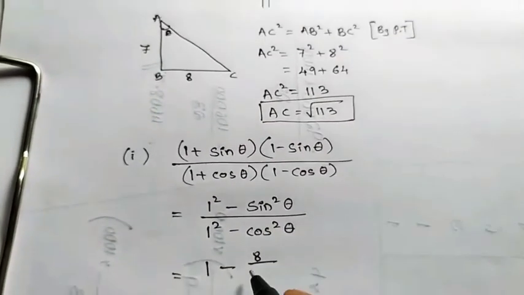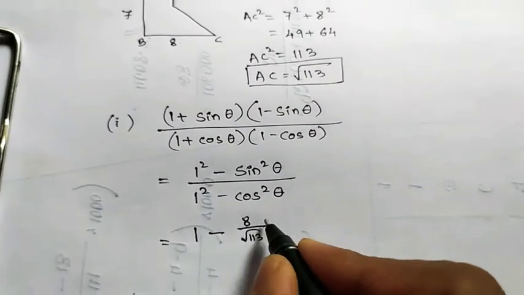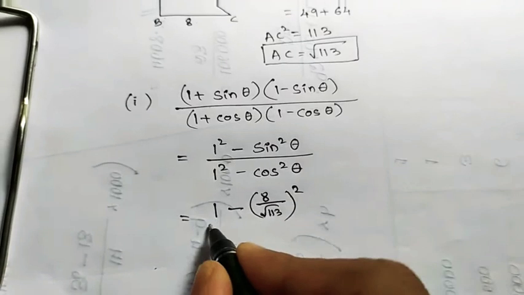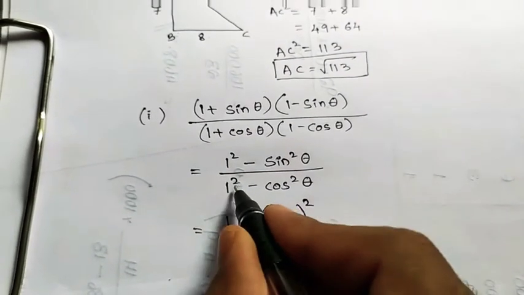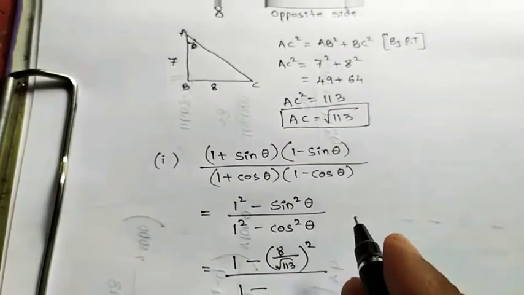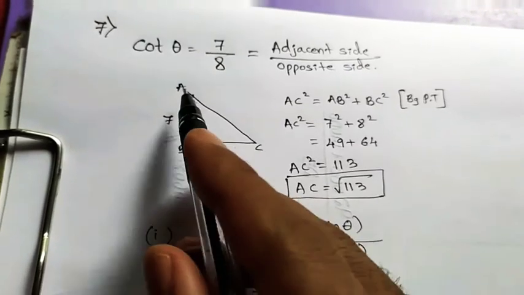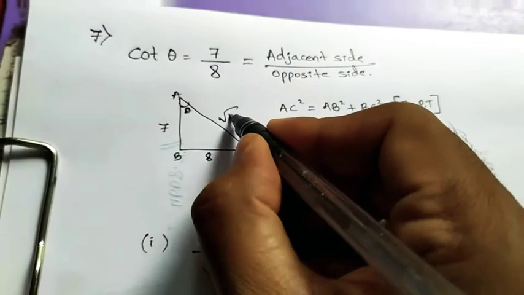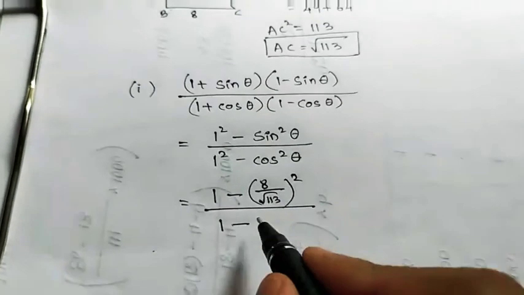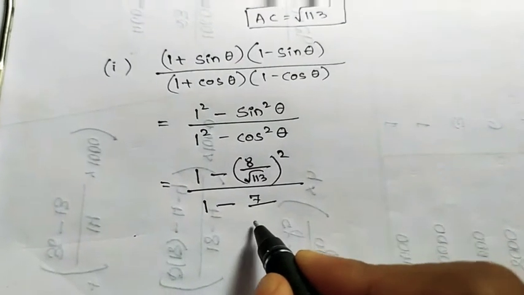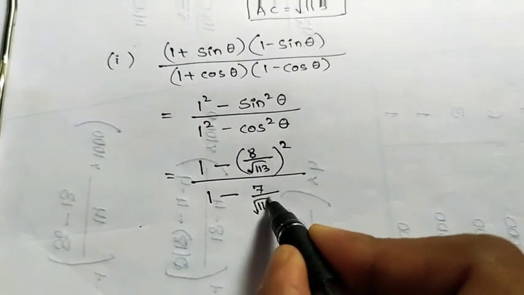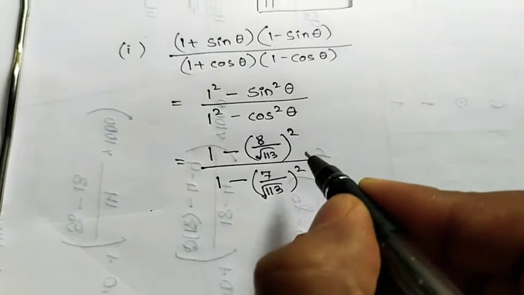Hypotenuse is root 113 whole square divided by 1. 1 square means 1. Cos theta means adjacent by hypotenuse. Hypotenuse is what? Root 113. So that will be 7 by root 113 whole square.